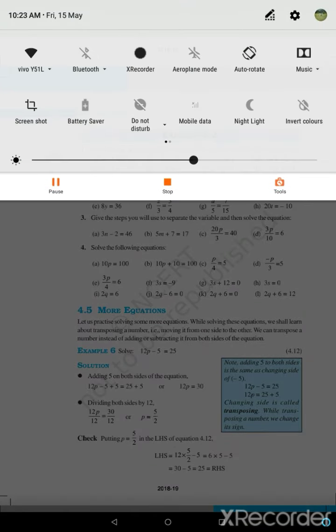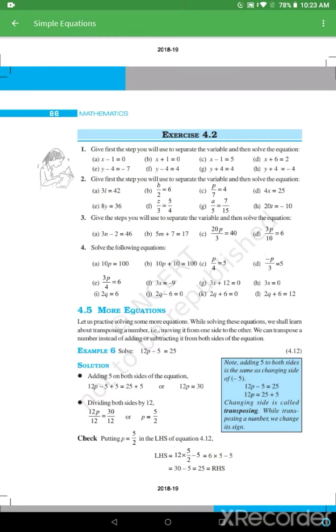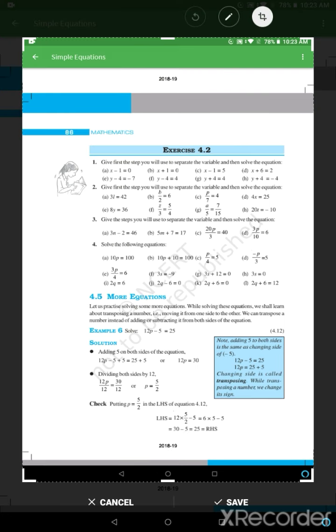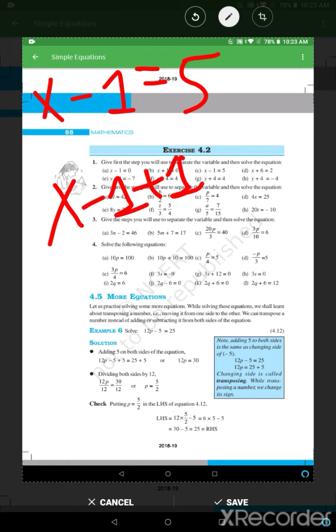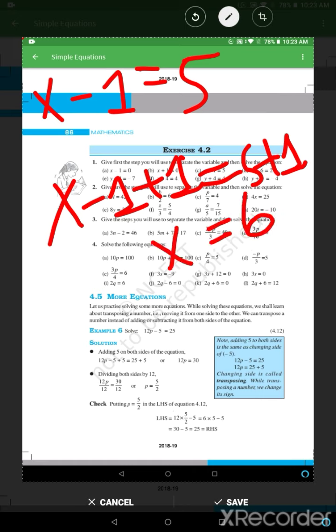Now c, which is x minus 1 is equal to 5. Here it is subtract, so we will add 1. x minus 1 plus 1 is equal to 5 plus 1, which will be 6. So the value of x will be 6.